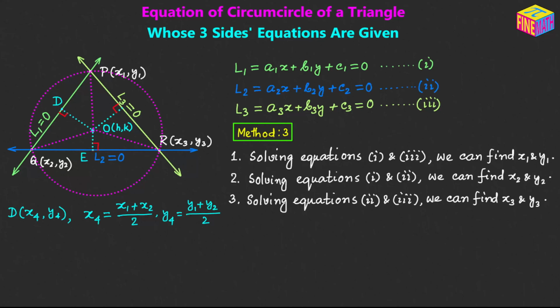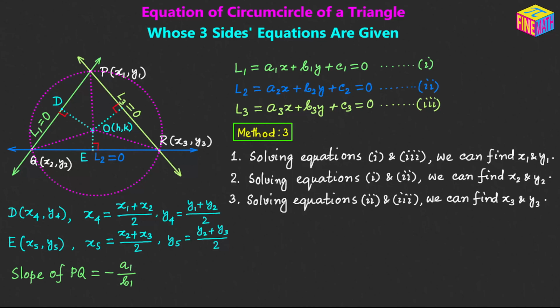And similarly, what would be the coordinates of E? Well, the coordinates can be written like this. If we assume them to be x sub 5, y sub 5, their values would be like this using the midpoint formula. Now let's try to find out the slope of PQ. So slope of PQ will be negative a sub 1 over b sub 1 from the given equation of PQ.